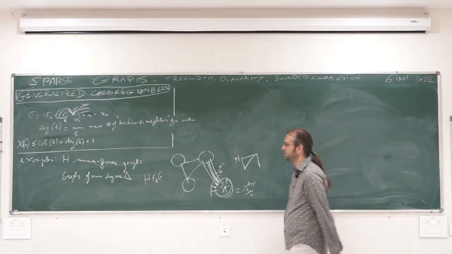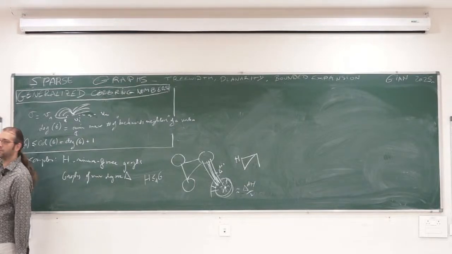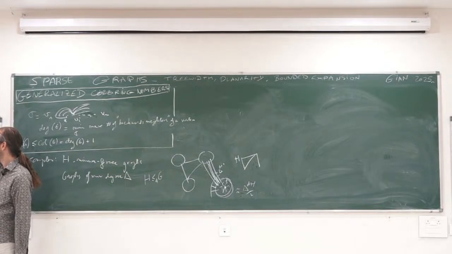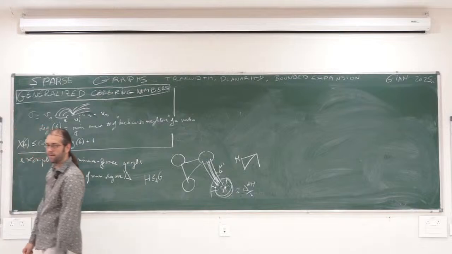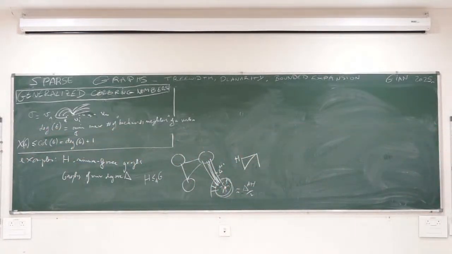And so that means the density of H, which is this, is bounded, right? Because the number of edges is at most the maximum degree times the number of vertices divided by 2. So that shows that graphs of maximum degree delta also have bounded expansion.